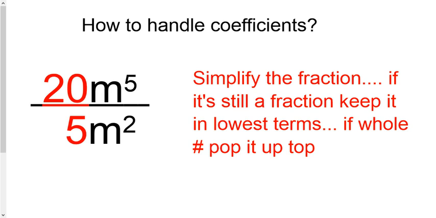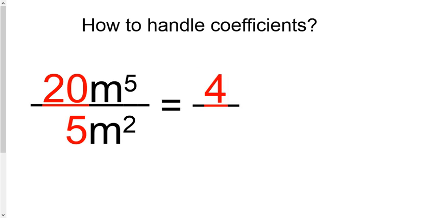Now this one is 20 over 5, and that is 4. And so we're going to put that 4 up on the top part of our fraction. And now we're just going to go ahead and subtract the exponents off of the m's because they have the same base and they're dividing each other. So 5 minus 2 is 3. And that'd be our final answer. There's nothing on the bottom, so we don't worry about that.